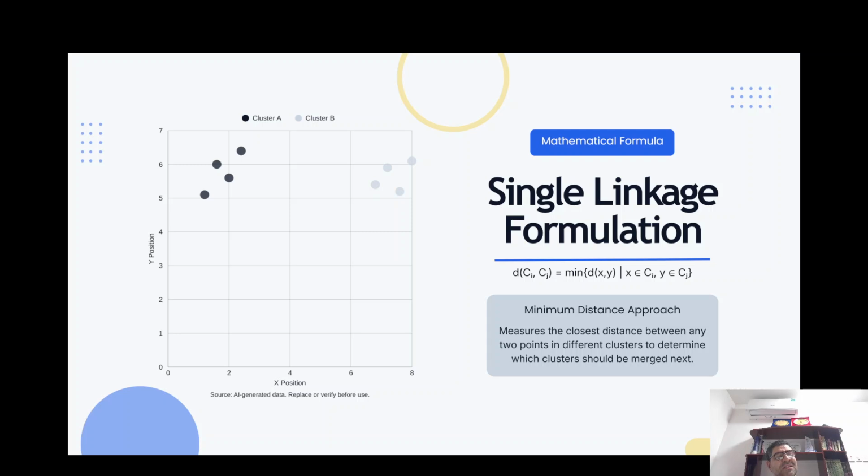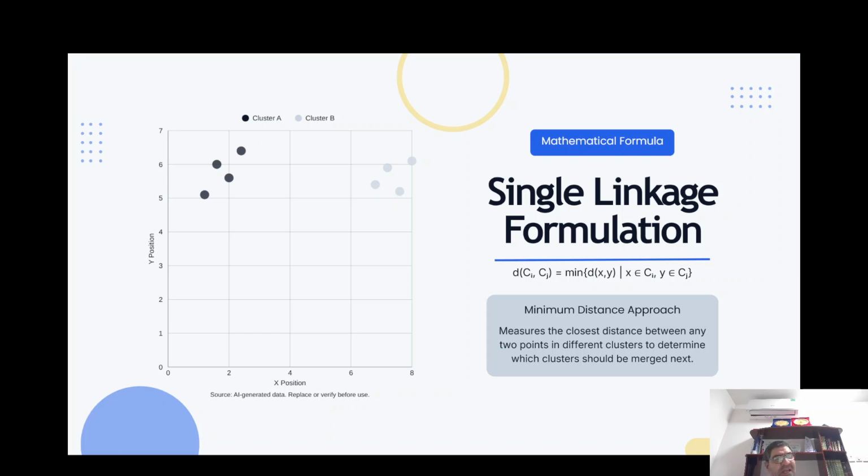The minimum distance approach measures the closest distance between any 2 points in different clusters to determine which cluster should be merged next. So it is taking a decision of merging the clusters based on the distance between 2 points. That's why this is called the single linkage formulation.